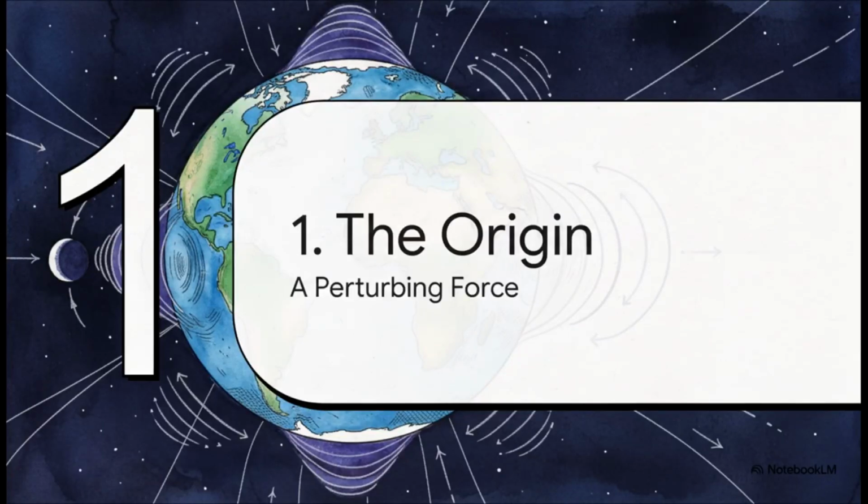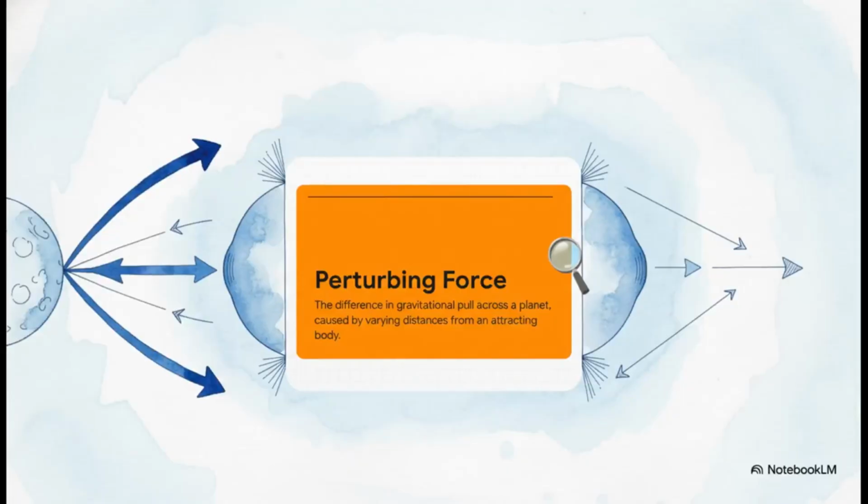So first, we must isolate the fundamental concept. The cause of tides is not gravity per se, but something more subtle. It's a differential force. The key concept is what we call the perturbing or tidal force. You see, the moon's gravitational pull is not uniform across the Earth. It pulls more strongly on the side of Earth nearest to it and less strongly on the side farthest away. This difference in the gravitational force across Earth's diameter is the actual driver of the tides.